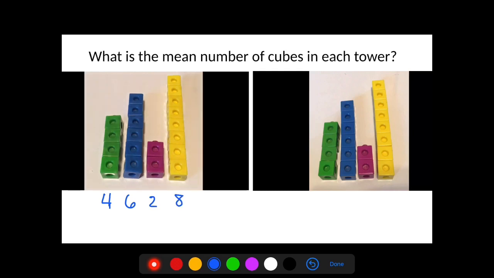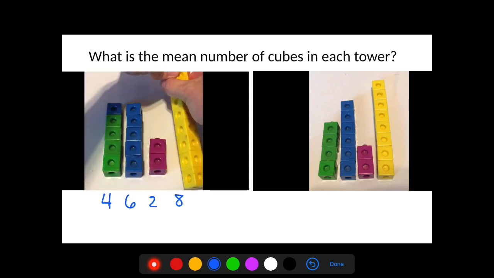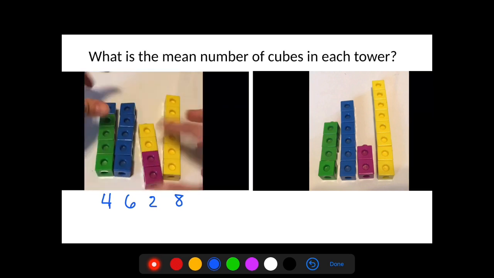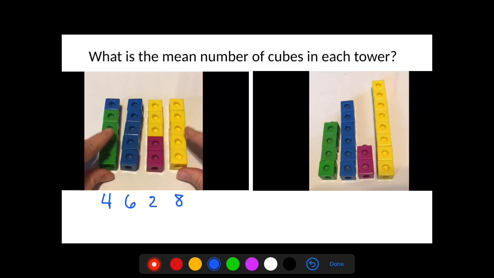To use a leveling out perspective, I'm going to try to make the towers all the same height. So I'll take from the tall towers and transfer cubes to the short towers until I have evened out the towers, leveled them out, and each tower has 5 blocks in it. So our mean is going to be 5.